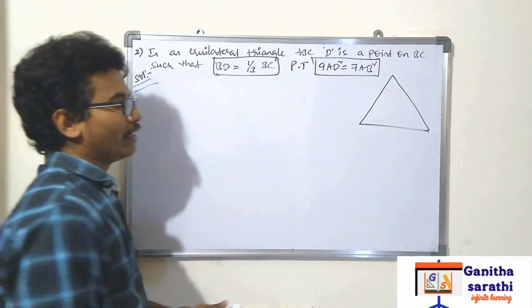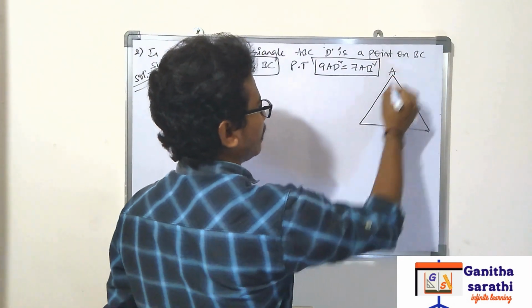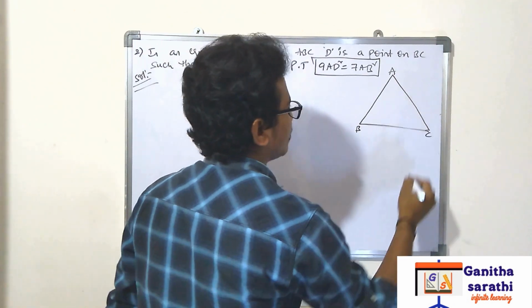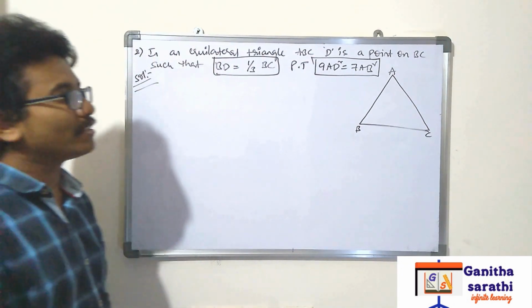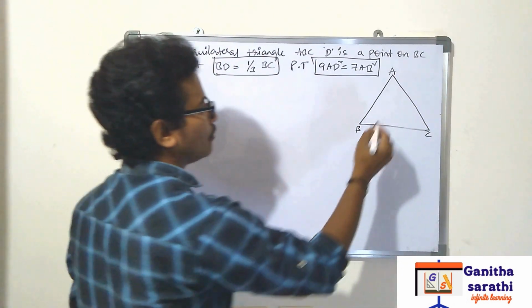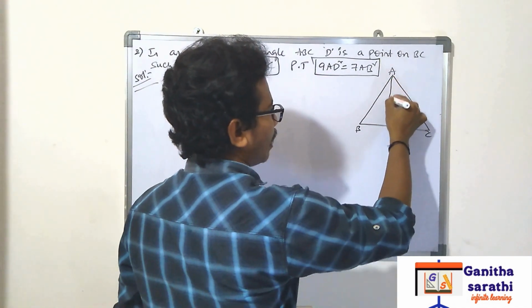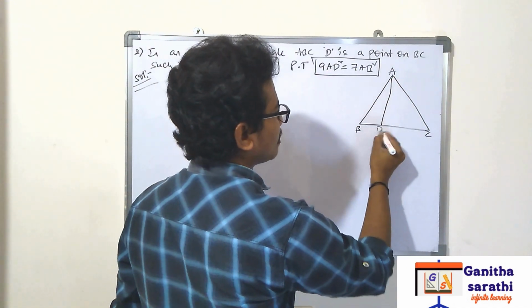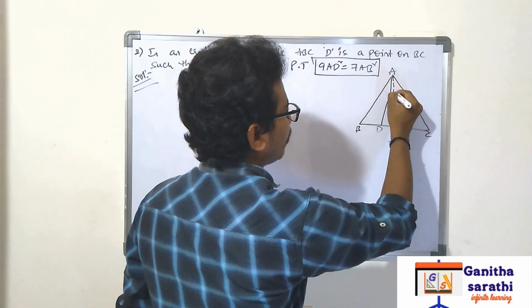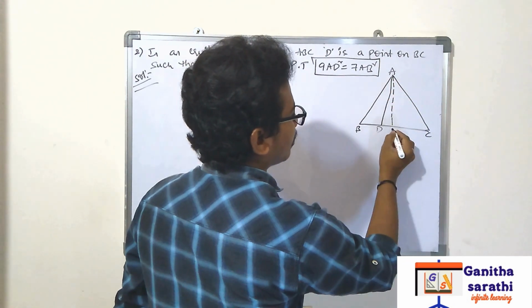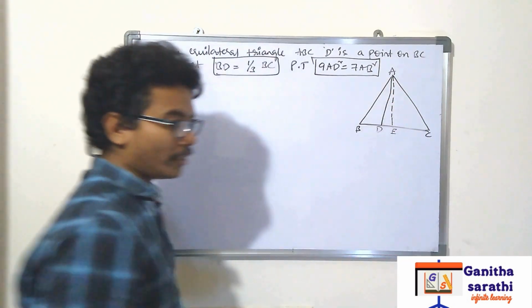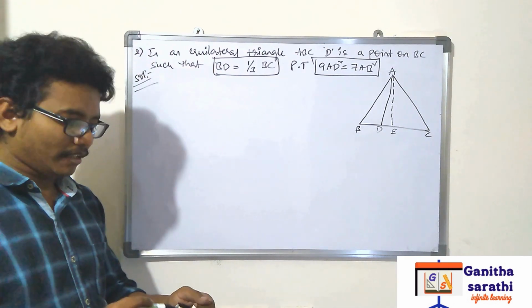In an equilateral triangle ABC, D is a point on BC. D is a point, which means D is not the midpoint, so we can take D anywhere. I am taking D here. If D is here, what will be the midpoint then? Take the midpoint as some E.